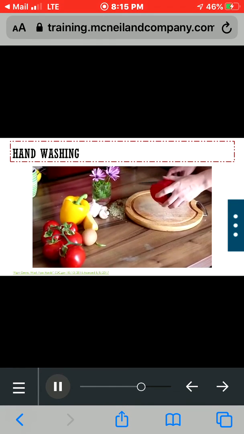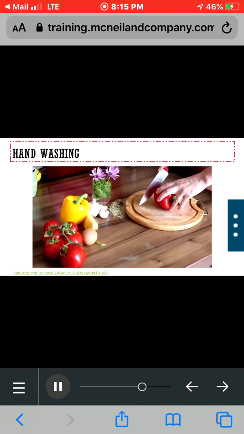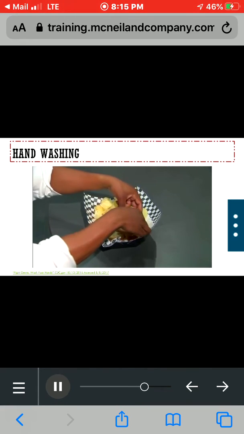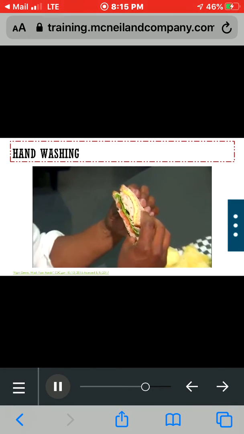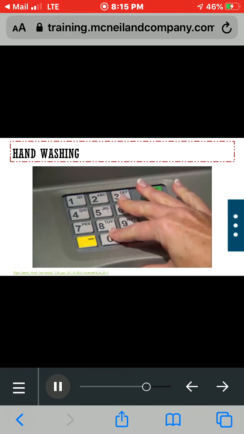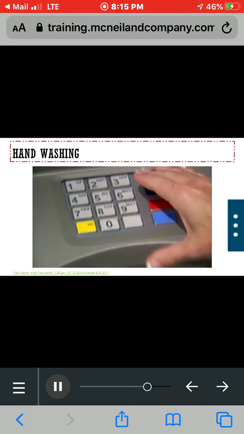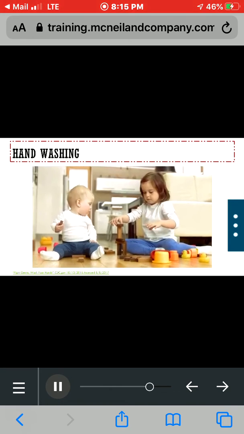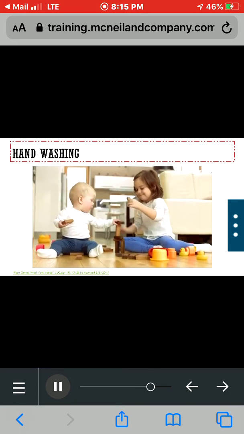Germs and chemicals from unwashed hands can get into our foods and drinks when they're being prepared or when we're eating or drinking them, which can make us sick. Also, germs and chemicals from unwashed hands can be transferred to other objects like cell phones, tabletops, or toys, and then transferred to other people's hands.